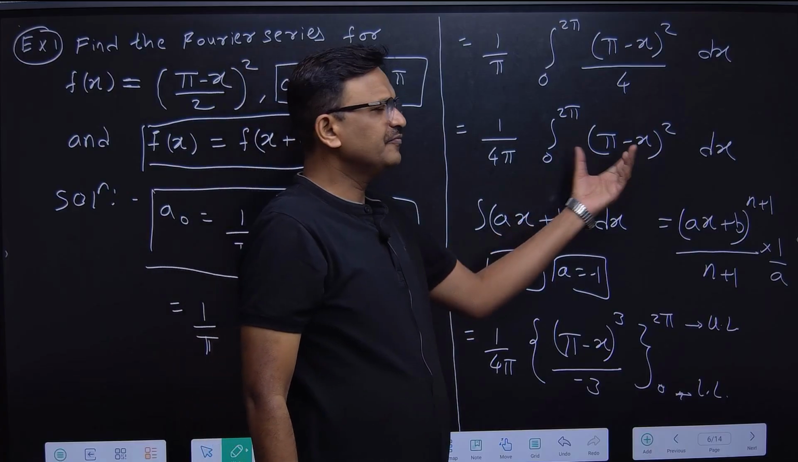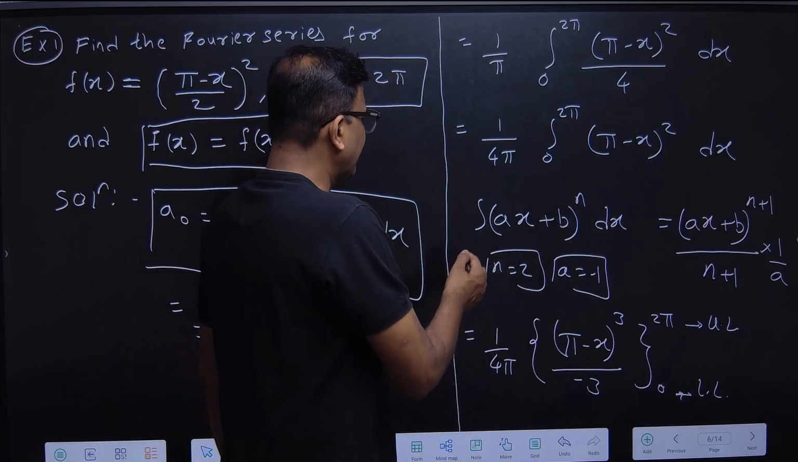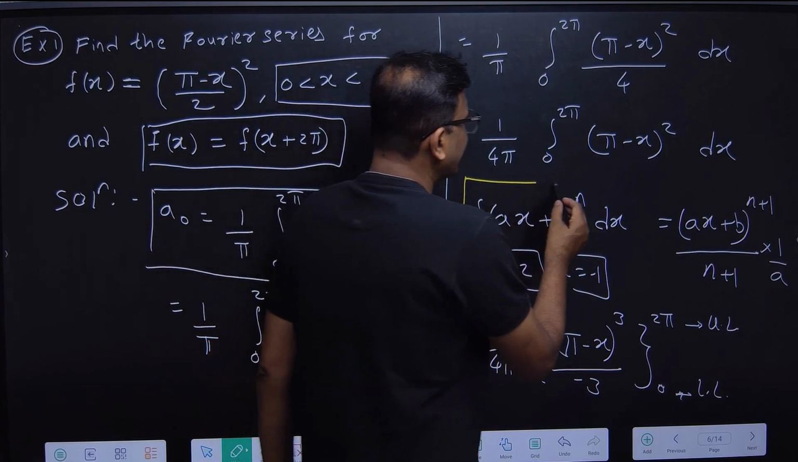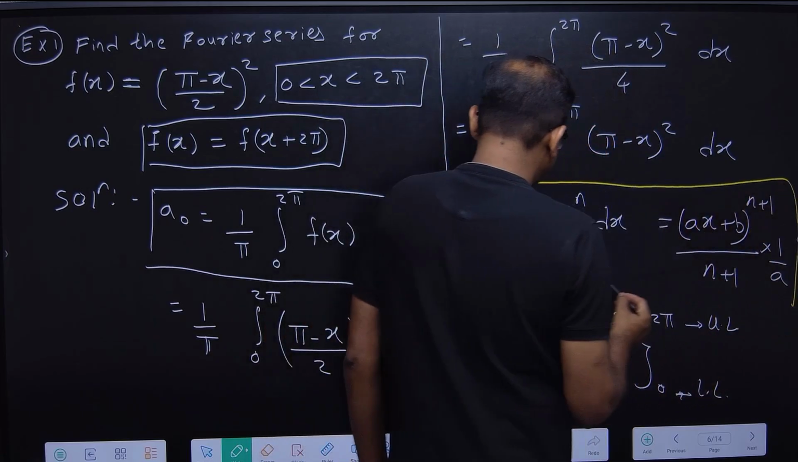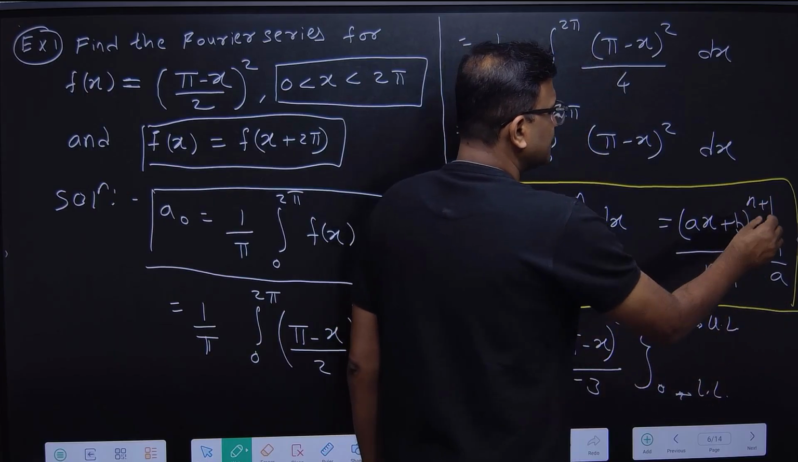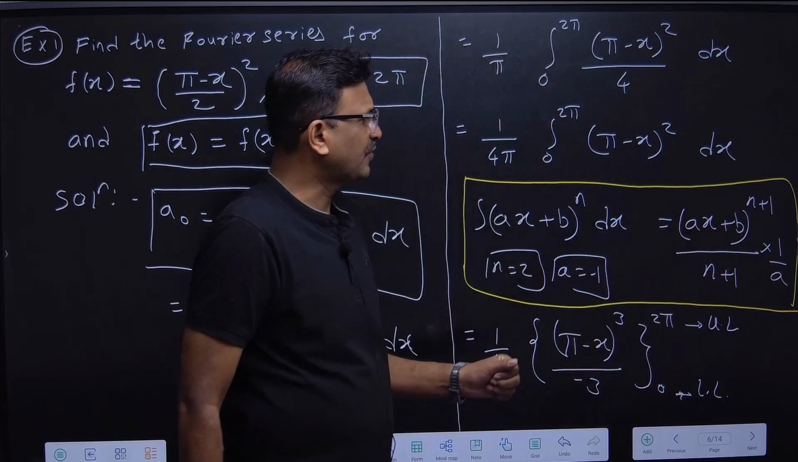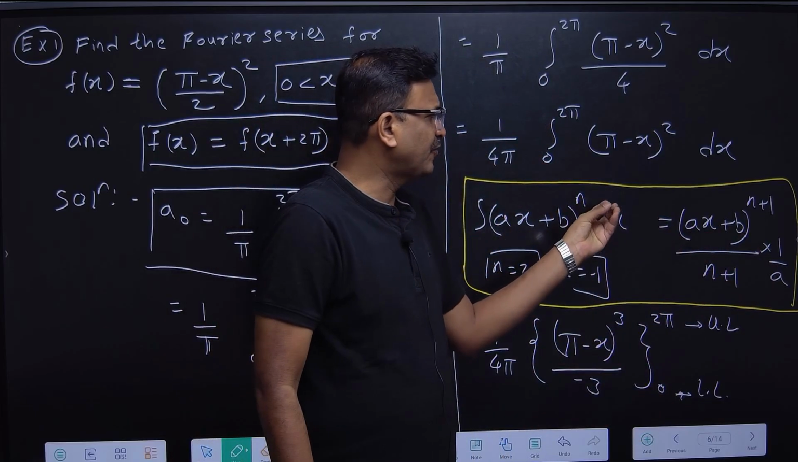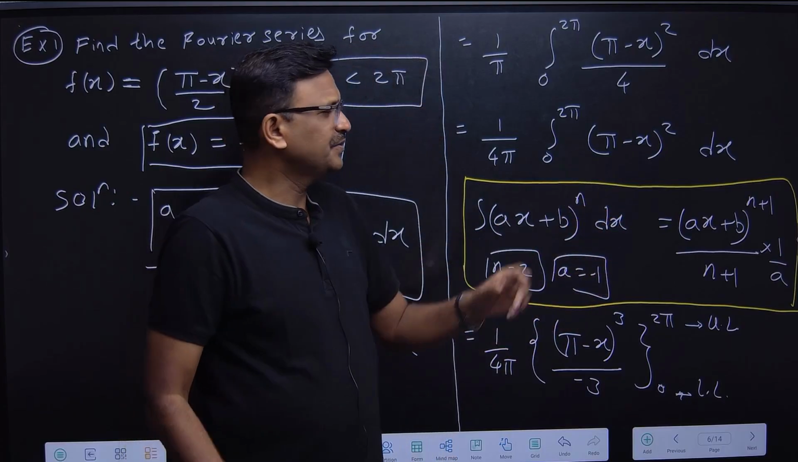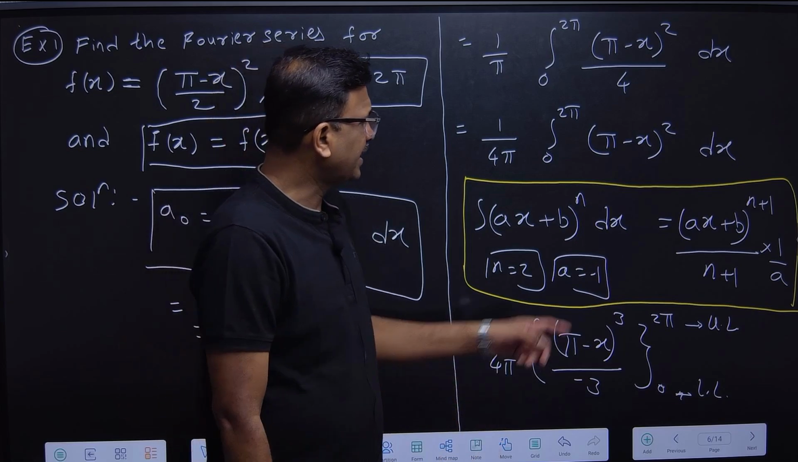Now see, this term we can integrate in different ways. One is you directly apply this formula: integration of ax plus b raised to n dx is equal to ax plus b raised to n plus 1 upon n plus 1 into 1 upon a, where that a is the coefficient of x. We can apply this formula. Now I have applied the same formula, or you may expand this bracket using a minus b the whole square and then integrate. Whatever you find easy. Like I use this formula.